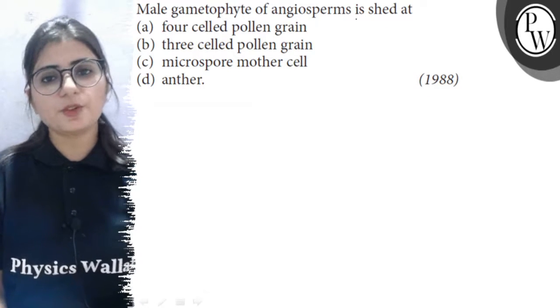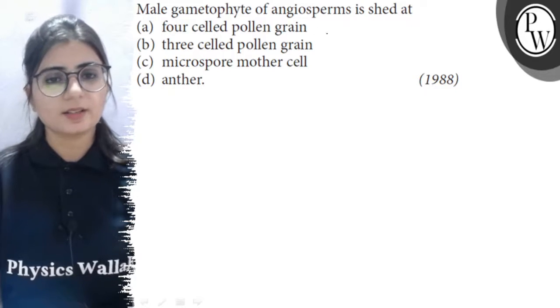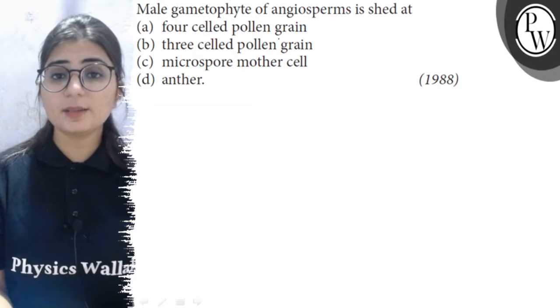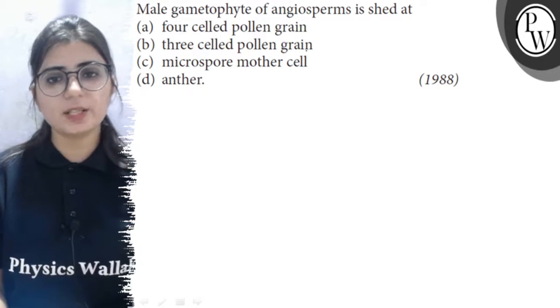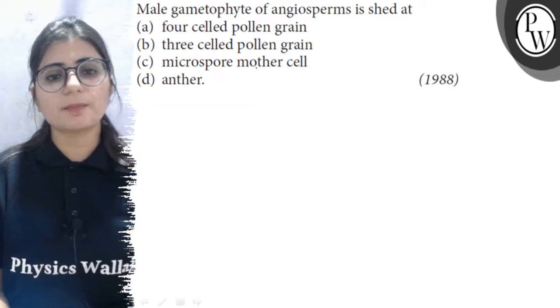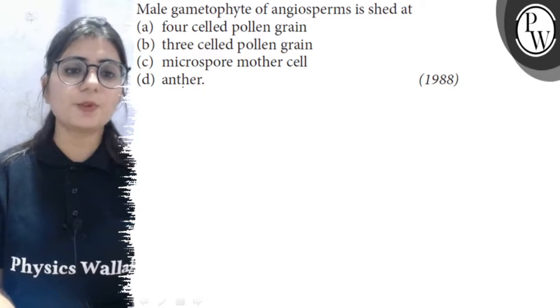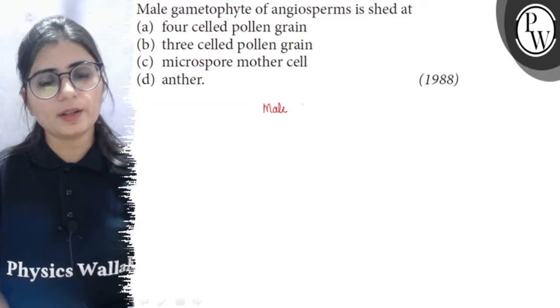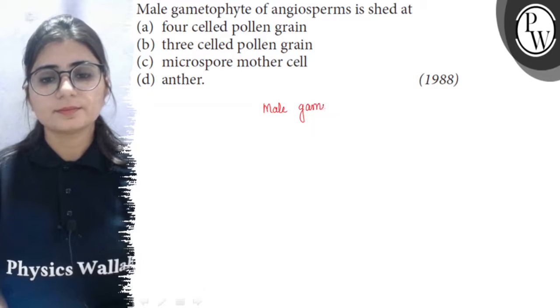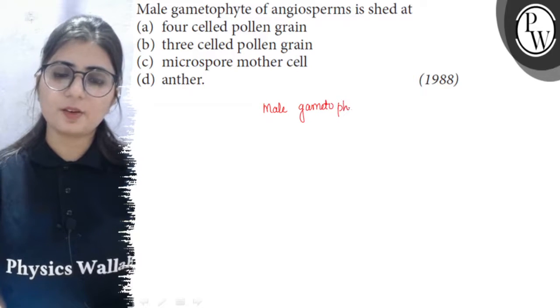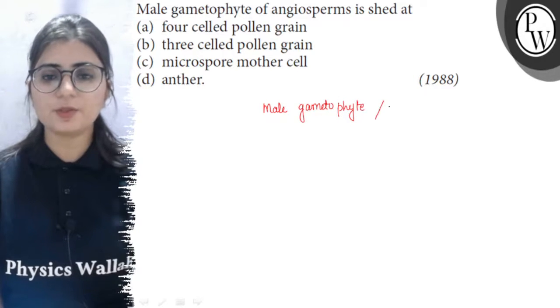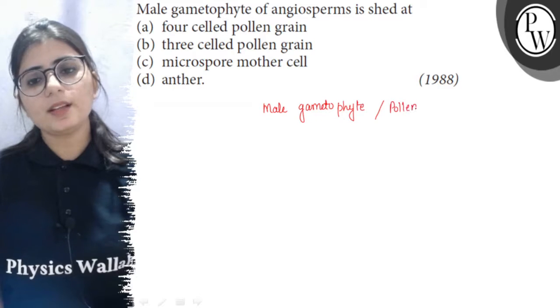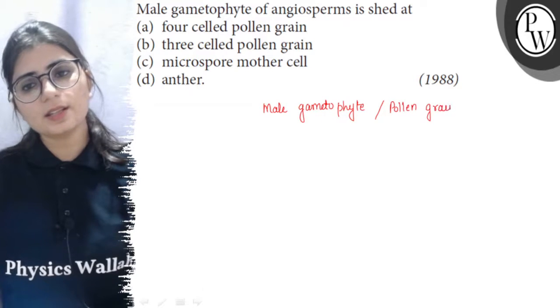Male gametophyte of angiosperms is shed at. Options are: A, 4-celled pollen grain; B, 3-celled pollen grain; C, microspore mother cell; and D, anther. So the male gametophyte, or the pollen grain. Pollen grains are also known as the male gametophytes, and pollen grains are produced in anther.